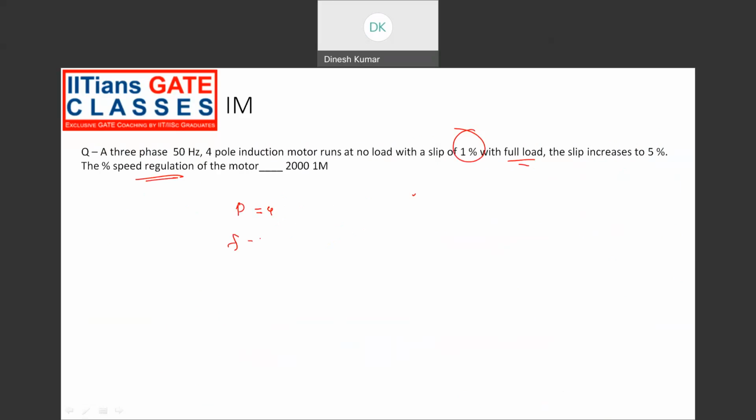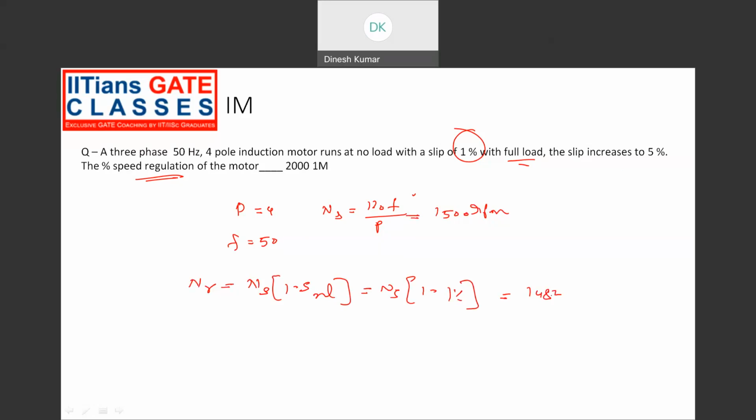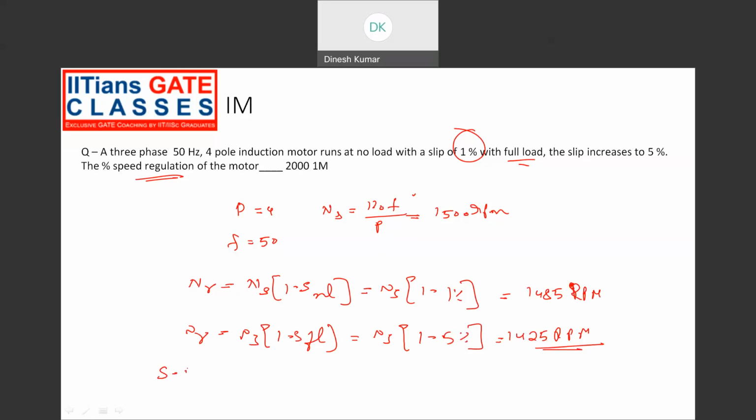They have given P equal to 4, F equal to 50. So NS equal to 120 F by P. That gives 1500 RPM, right? We know that NR equal to NS into 1 minus S. At no load, that is NS into 1 minus initial slip, no load is 1%. So this gives you 1485 RPM. Similarly, NR during full load equal to NS into 1 minus S full load, so that is NS into 1 minus 5%. This gives 1425 RPM. Now the speed regulation equals speed no load minus speed full load, by speed full load, into 100. Solve this equation, and you'll be getting 4.21%.